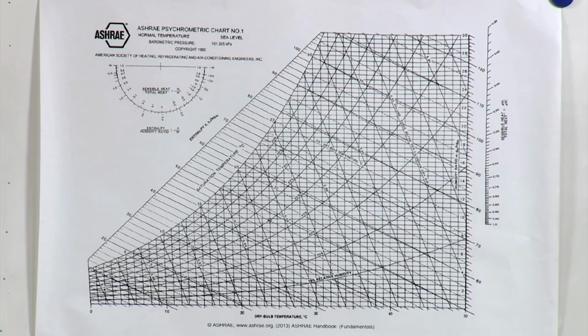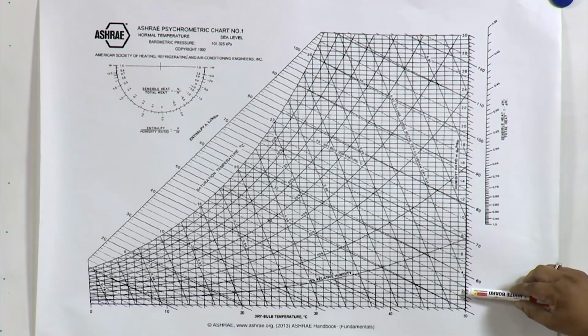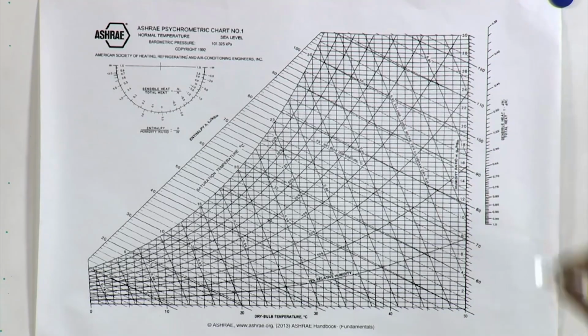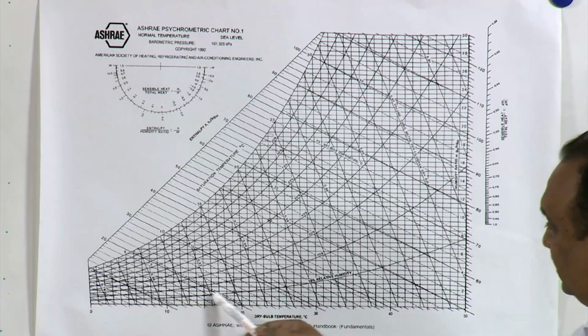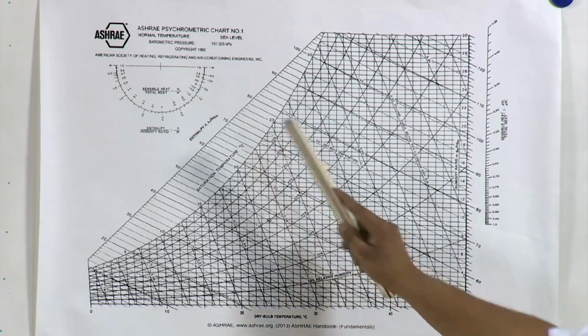And there are horizontal lines also, and these horizontal lines are constant specific humidity lines. Now, if we are moving from this point to this point, the specific humidity is increasing from 2 grams per kg up to 30 grams per kg. And these curves which are shown here are constant relative humidity curves. This is 10% relative humidity, 20%, 30%, 40%, 60% up to 100%.